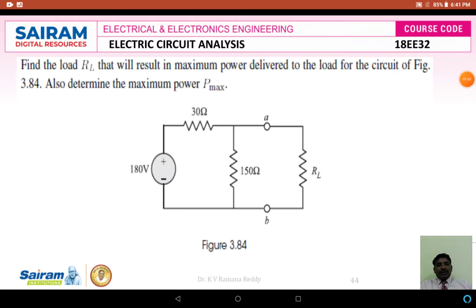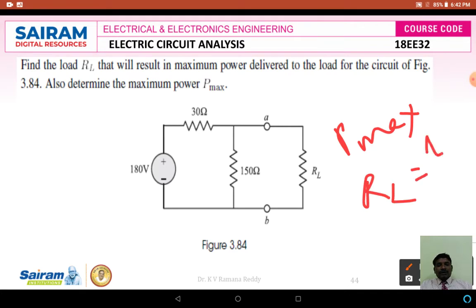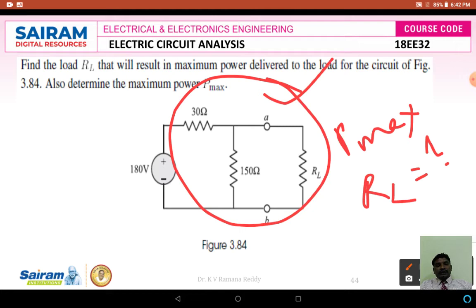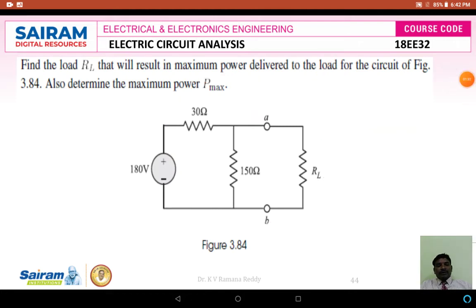According to the maximum power transfer theorem, the maximum power is delivered from source to the load when source resistance is equal to load resistance. And one more thing we know: if there is any difficulty finding the P maximum value, and the load resistor value is not given, then we have to convert the entire circuit into a Thevenin's equivalent circuit to find the unknown parameters initially, like the RL value.